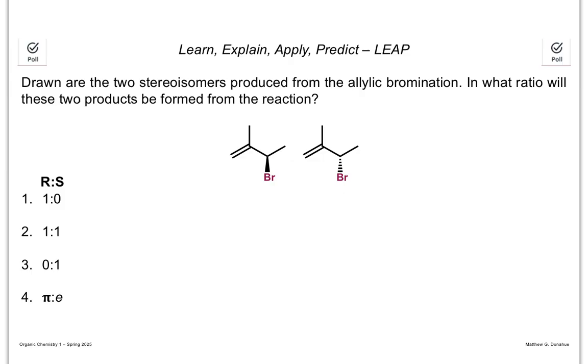So there are the two stereoisomers from that secondary position. So what ratio are they formed in? So that's going to be 1:1. Again, because the radical exists in the p orbital with the top and the bottom face. So you get an equal amount, a 1:1 ratio.